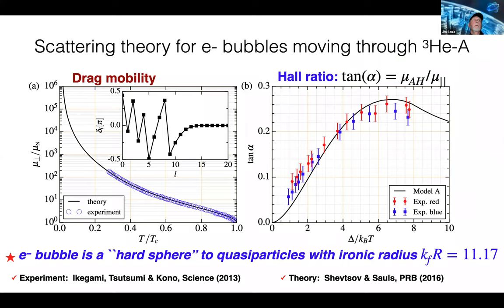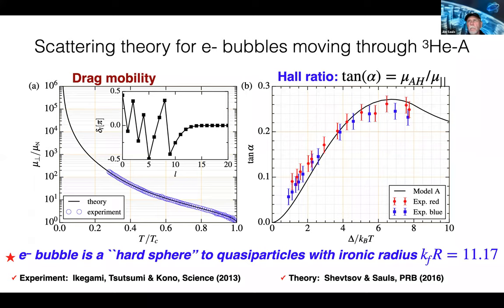So these are the results for the drag mobility and the Hall ratio that were calculated by Alexei and myself with a single input, well, two inputs, TC. And the other input is the ionic radius, which is determined from the normal state mobility. And the comparison with the drag mobility is shown over almost 2.5 decades here with remarkable agreement. And I think similarly for the Hall ratio. And this gives me a great deal of confidence that we really know what's going on in the chiral phase.